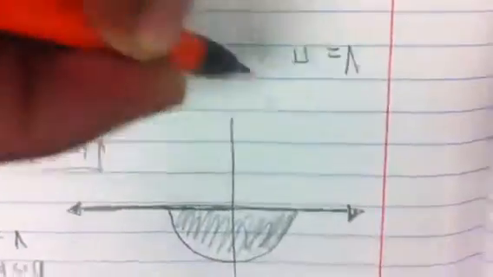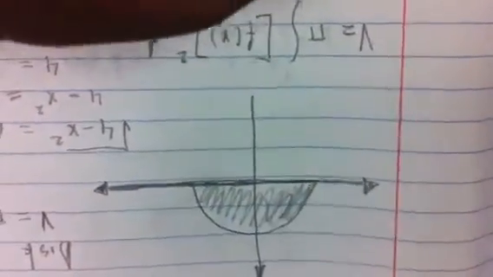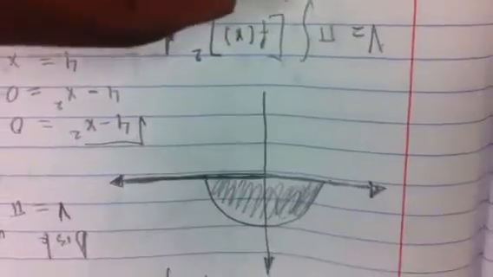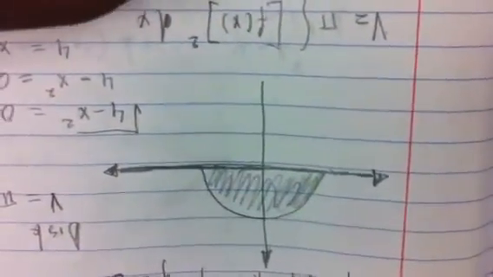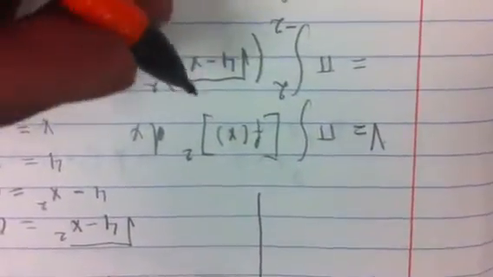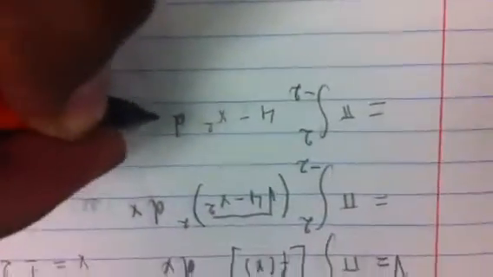So using the disk method, the volume is going to be equal to pi times the integral of f of x squared dx, which is equal to pi times the integral from negative 2 to 2 of square root of 4 minus x squared, squared, dx. Right? So that's equal to pi times the integral from negative 2 to 2 of 4 minus x squared dx.